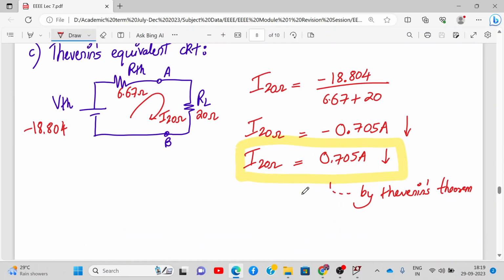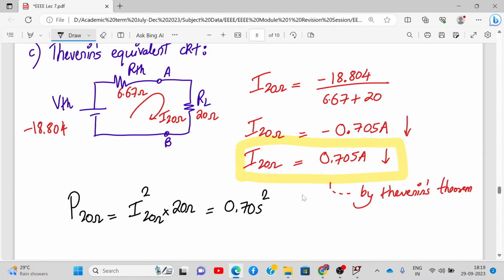Oh wait, we need to find one more factor. That factor is the power flowing through this 20 ohm resistance. That will be I square R, that is I square into the resistance, 20 ohm. So that will be 0.705 square into 20. So the power absorbed by this resistor will be 9.94 watt. Oh, this is the answer.